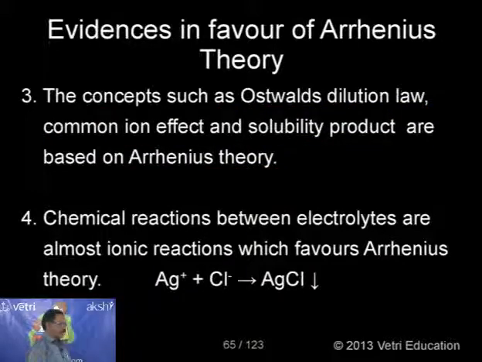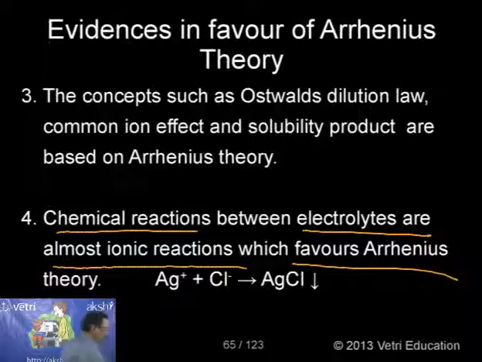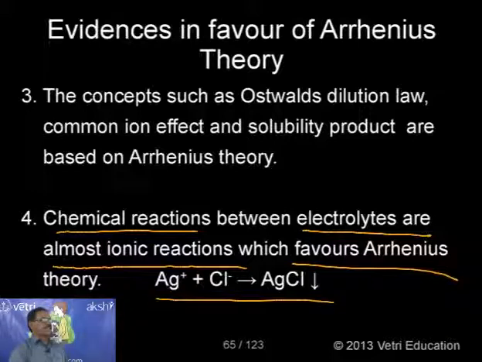The next one, four. Chemical reactions between electrolytes are almost ionic reactions, which favors Arrhenius's theory. Kindly follow. Reactions between strong electrolytes and weak electrolytes are almost ionic reactions, which favor Arrhenius's theory. A specific example, Ag plus plus Cl minus gives AgCl precipitate. This supports Arrhenius's theory, which is very interesting information.